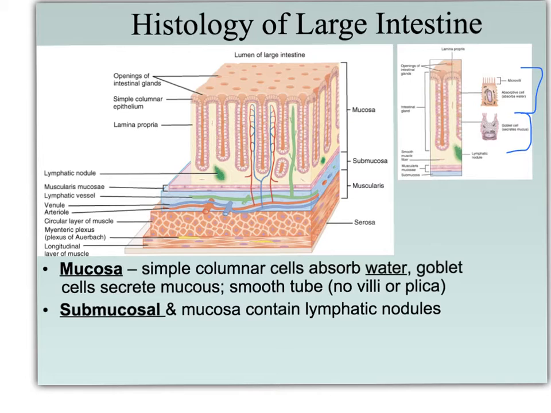So the absorptive cells here are grabbing water, because by this time most of the rest of our digested food and nutrients have already been absorbed in the small intestine. It's much smoother than the rest of the GI tract. There are no villi, there's no plica circularis. The internal part of it is a lot smoother when you compare it to the other parts.